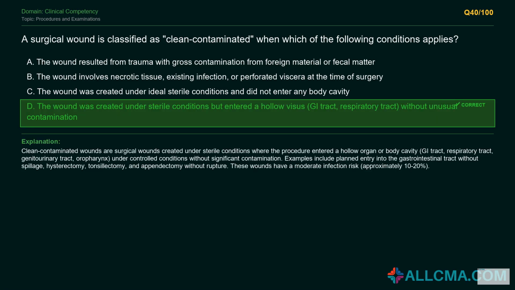The correct answer is D. Clean contaminated wounds are surgical wounds created under sterile conditions where the procedure entered a hollow organ or body cavity, GI tract, respiratory tract, genitourinary tract, oropharynx, under controlled conditions without significant contamination. Examples include planned entry into the gastrointestinal tract without spillage, hysterectomy, tonsillectomy, and appendectomy without rupture. These wounds have a moderate infection risk, approximately 10 to 20%.